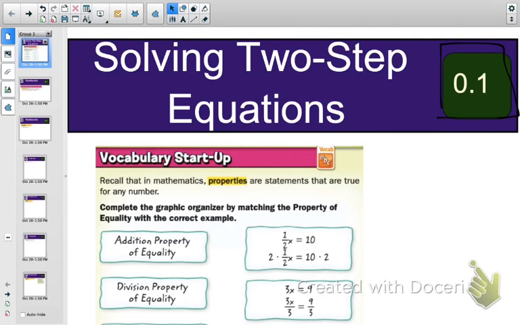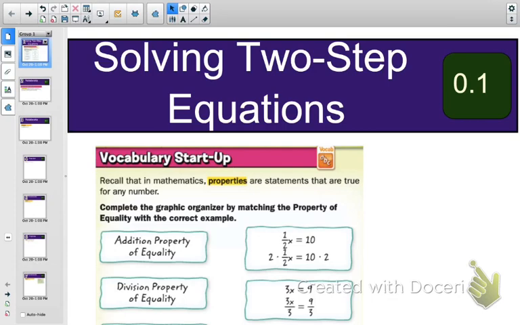Okay, we're starting in chapter 0 because I just want to review a couple of things before we move on to the 9th grade material, which is in the 9th grade book. So this is mostly a review, so hopefully you should recognize a lot of the stuff that we're doing. Okay, so the first thing is solving two-step equations.